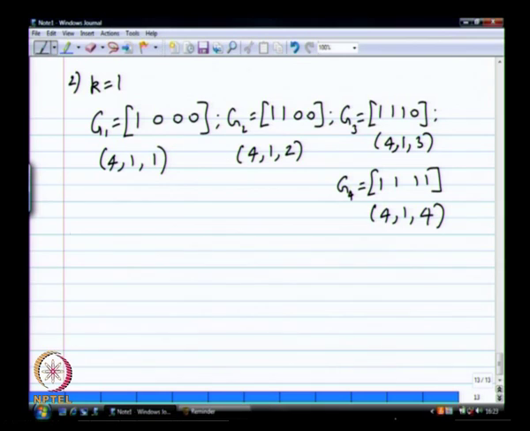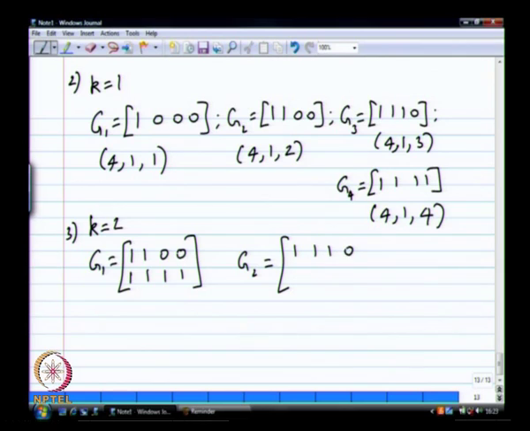So let us take a few with k equals 2. I do not want to take too many of these codes. Let us just take G1 equals 1 1 0 0, 0 0 1 1. Simply take 2 just for comparison, and G2 equals 1 1 1 0, 0 0 0 1. So here are 2 codes with k equals 2. There are obviously several others I am not writing down.